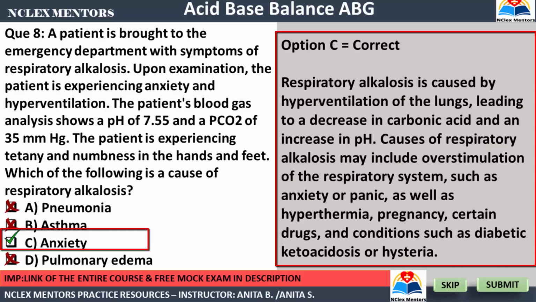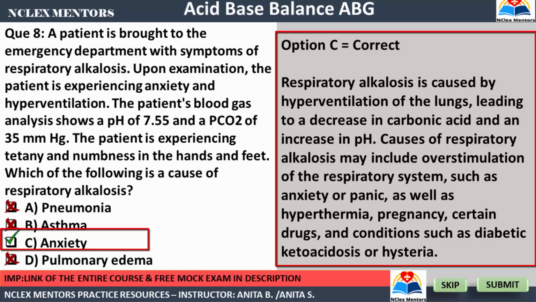Respiratory alkalosis is a condition in which there is a decrease in carbonic acid and an increase in pH due to hyperventilation of the lungs. This can be caused by various factors, including overstimulation of the respiratory system, such as anxiety or panic, as well as hyperthermia, pregnancy, certain drugs, and conditions such as diabetic ketoacidosis or hysteria.